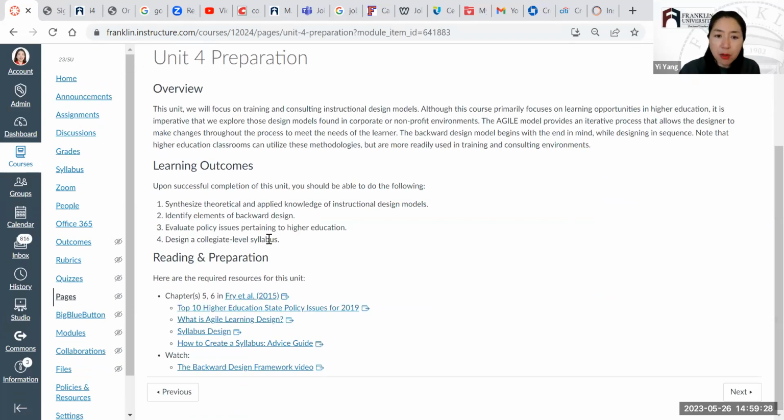Always look at the learning outcomes for that week so that you know what you need to accomplish. First of all, the week 5 and 6 chapters in your textbook are more related to the industry instructional design models. Okay, and Agile. Agile has been talked about for the last maybe 8-10 years. So what is Agile? And what is backward design? Many of you have talked about backward design.